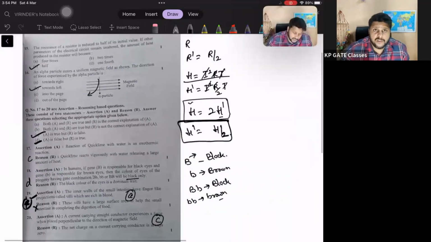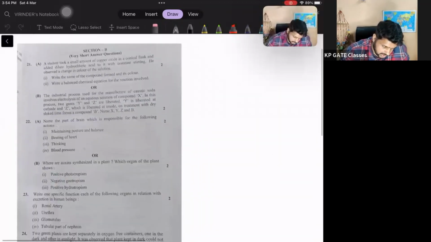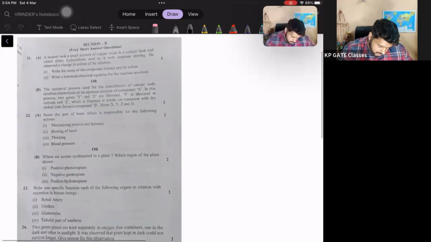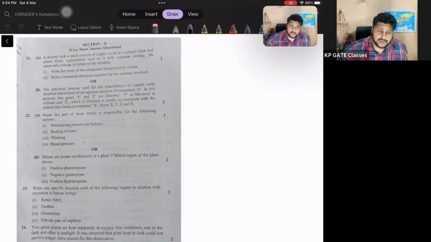So these are our 1 marker questions. Now let's move to section B. So in section B, we have the first question here. A student took a small amount of copper oxide in a conical flask and added dilute hydrochloric acid to it with constant stirring. He observed the change in color of the solution. Write the name of the compound formed in the solution. You guys can do this one. So I'm going to skip these questions. These are just from the book.